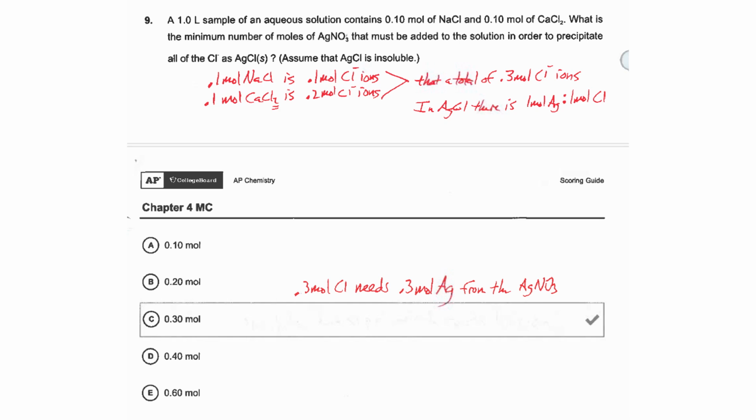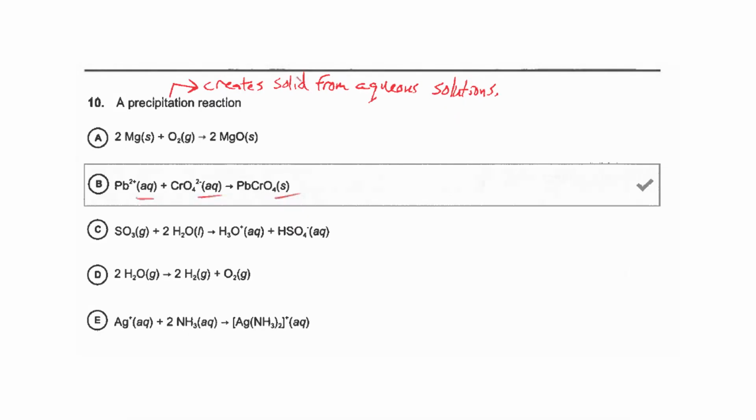0.1 moles of salt, so that's 0.1 moles of chlorine. And then how much chlorine from the calcium chloride? There's 0.1 moles of calcium chloride, but that has 2 chlorines, so it's actually 0.2 moles of chlorine. So with the 1 from the salt and 1 from the calcium chloride, we add that together, and we have 0.3 moles of chlorine. So we're going to need 0.3 moles of silver to react with it. Because for every chlorine, there's a silver. So since there's 0.3, we'll need 0.3.